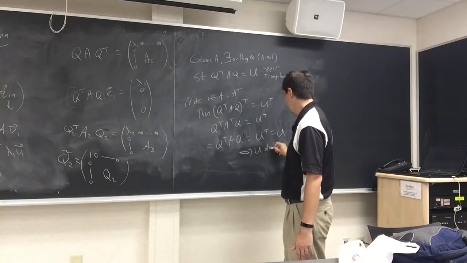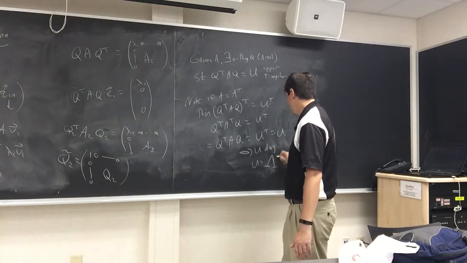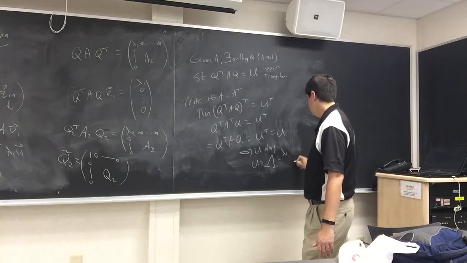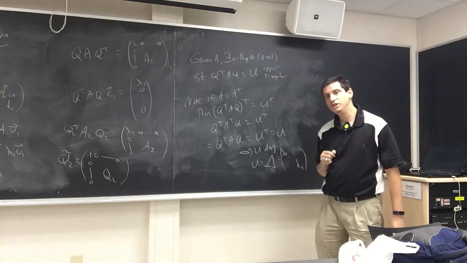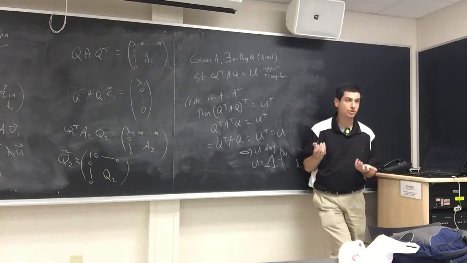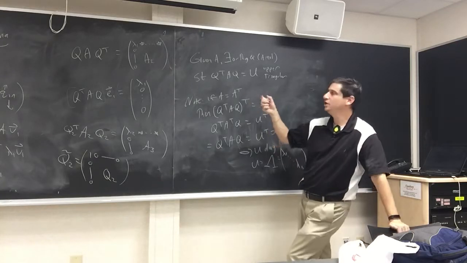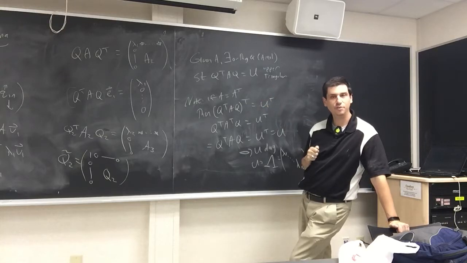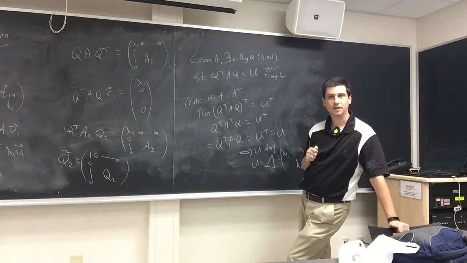Therefore, U is diagonal, and in fact, U is just the matrix of eigenvalues, lambda 1 through lambda n. So it's really nice how you get that for free. The only matrix which is both upper and lower triangular is a diagonal matrix. In general, if we were doing a complex matrix, instead of having an orthogonal matrix Q, we would have a unitary matrix.